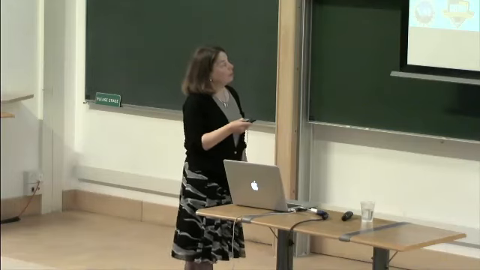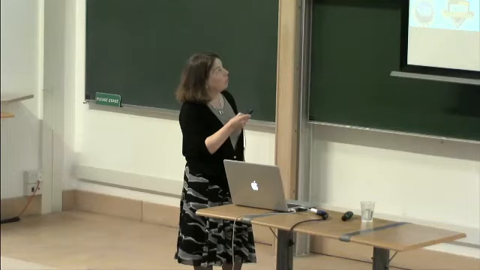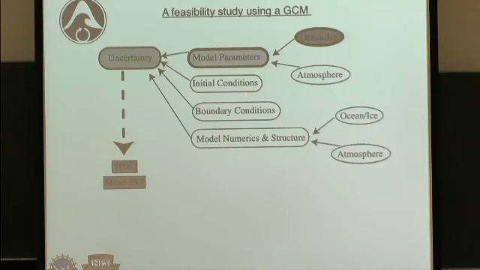So to reduce some of the complexity of the study, I'm only looking at the model parameter space. So this is a perturbed physics type of experiment, and only in the ocean and ice components. And for initial conditions, all the runs will have the same initial conditions. The boundary conditions will be all the same, and the model numerics and structure is the same.